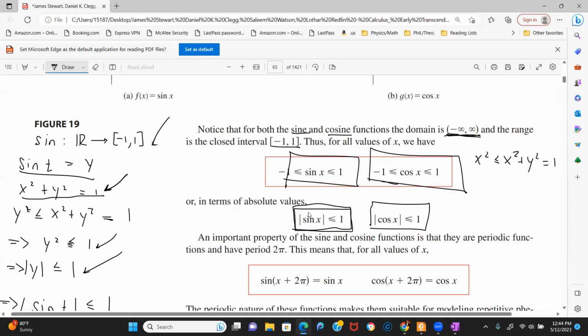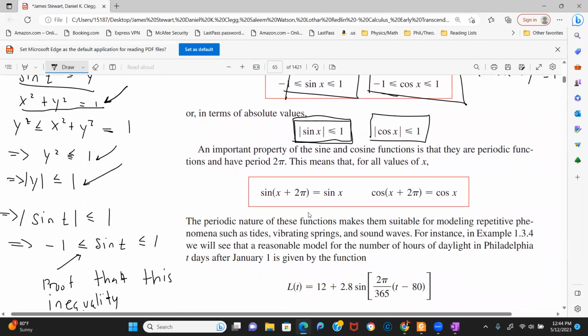And that proves it. Another property, which I already alluded to, is that sine and cosine are periodic functions, and they have a period of 2 pi.